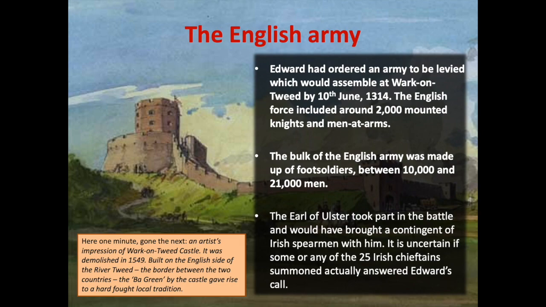Now, Edward's army only set out from Wark on the 17th of June. But bear in mind, he was supposed to be at Stirling by Midsummer's Day. He had to force march them to get them from the border to Stirling in time. So they moved at pace with little time for meals or rest for sleep.